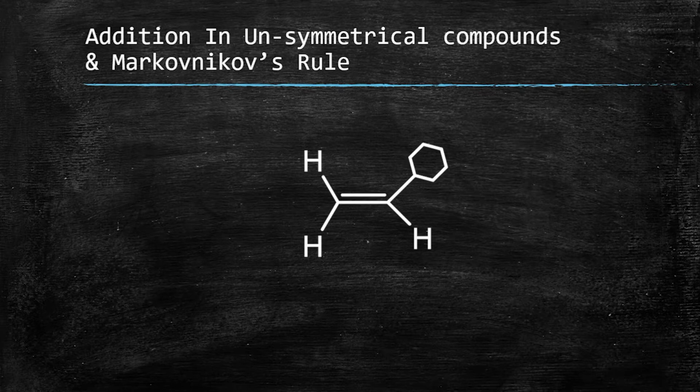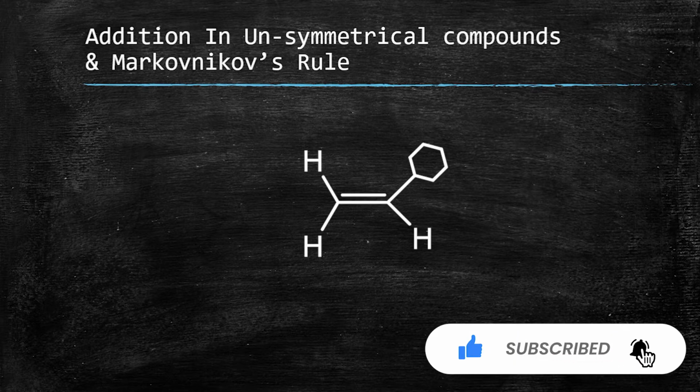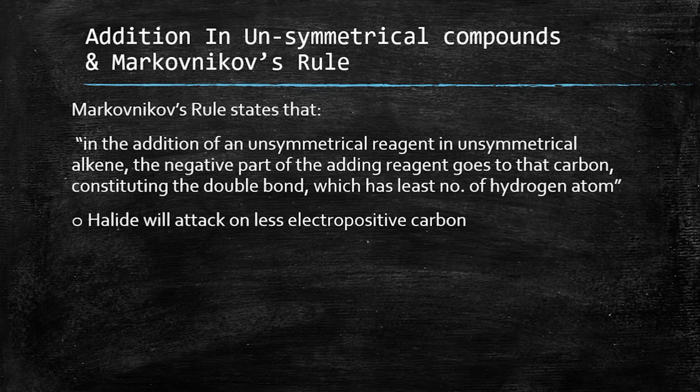But while dealing with unsymmetrical compounds, addition reactions become a little bit complex. Unsymmetrical compounds have no symmetry in their structures. Doubly or triply bonded carbon atoms have a different number of hydrogens attached. The incoming electrophile has to decide the feasible location for attack. In such cases, Markovnikov's rule operates.